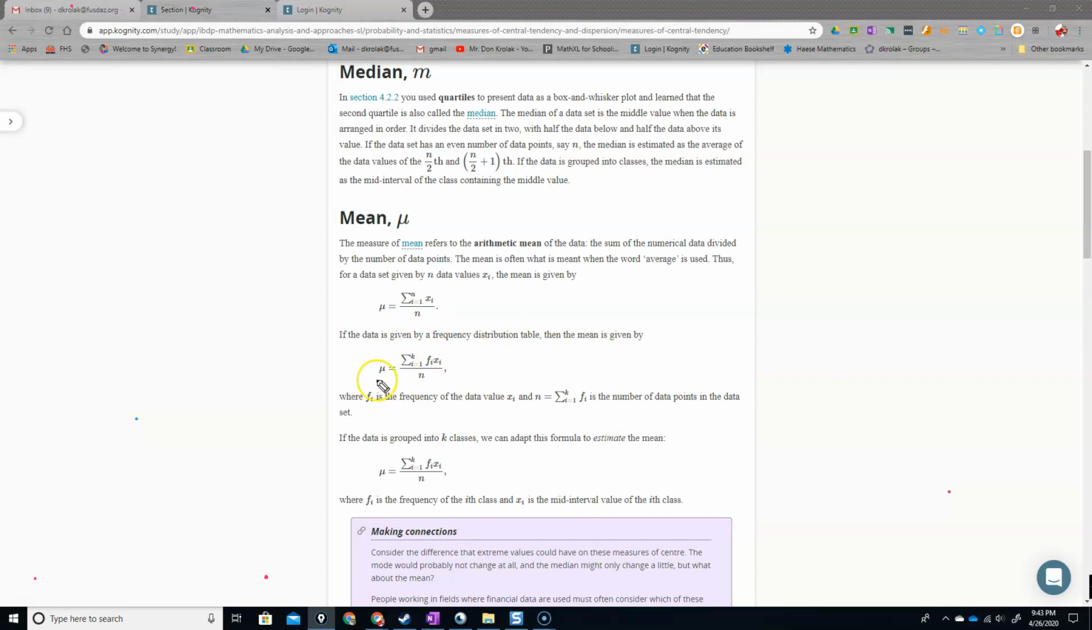The last type is, well, what if the data is broken into groups, into intervals? When it's broken into intervals, what you do is you take the frequency for that interval and you multiply it by the mid-interval value. That's halfway in the interval. That's what you multiply the frequency by. All right, so here's an example of what that would look like.